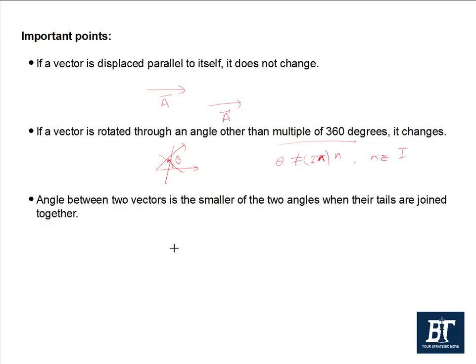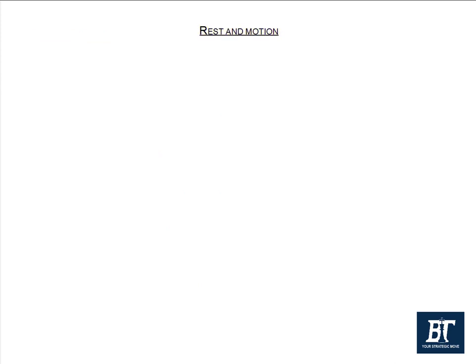And the third important point about vectors is that the angle between two vectors is defined as the smaller of the two angles when their tails are joined together. So if tails of two vectors are joined together, then two angles are possible. If one is theta, then the other angle is 360 degrees minus theta. So the smaller of the two angles, which is theta, is the angle between these two vectors.